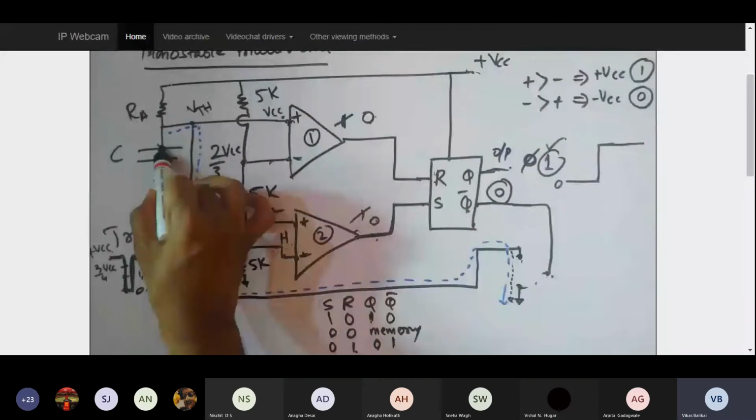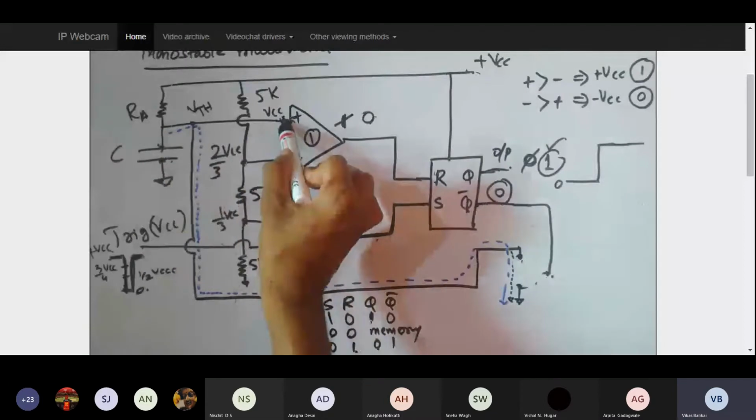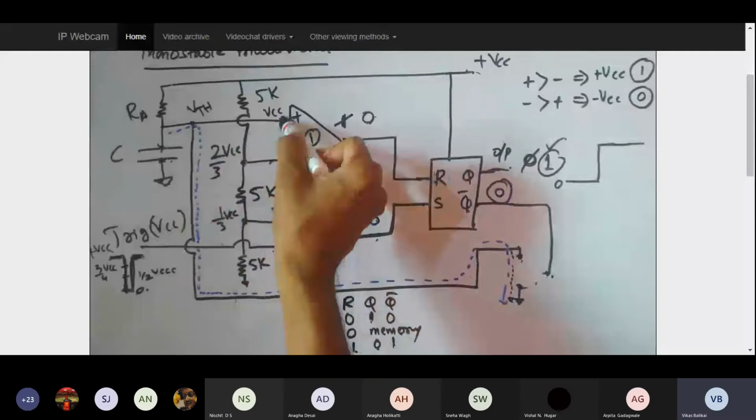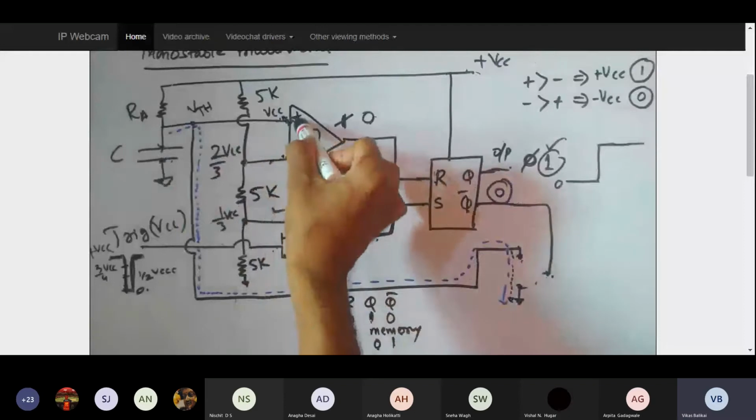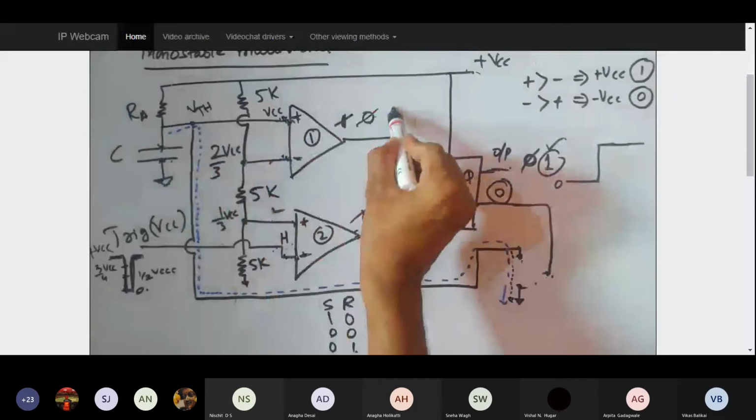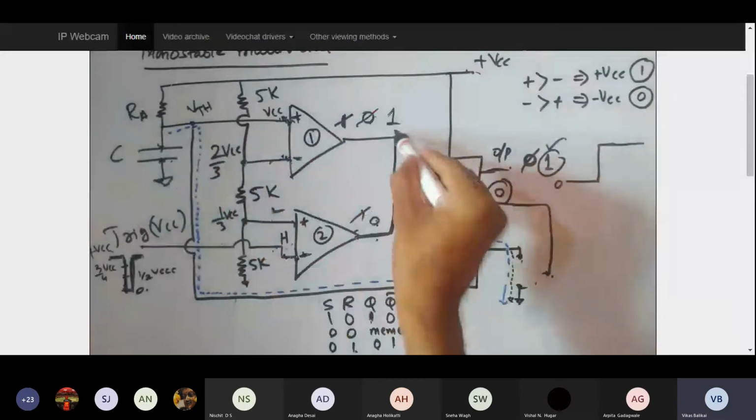So this voltage goes here. Now it is slowly increasing until VCC, and this is held at 2/3 VCC. The comparison happens: the positive terminal is at the highest potential, the negative terminal is at the lowest potential. The output is 1, right? So my output is 0 1. S is 0, R is 1.